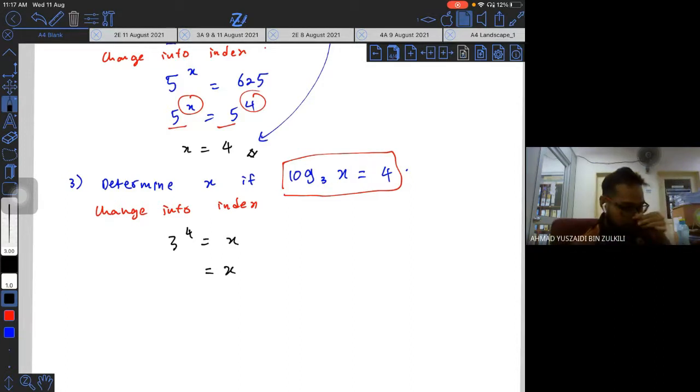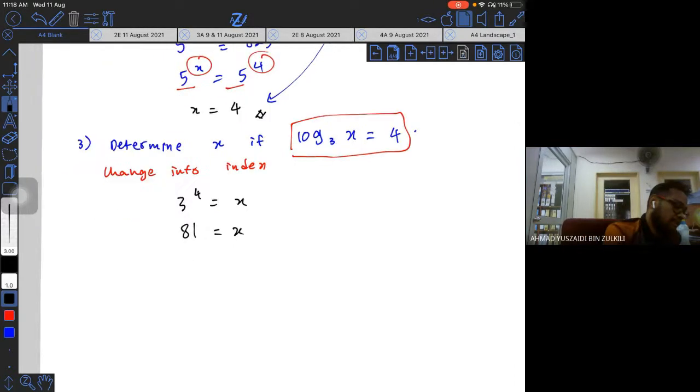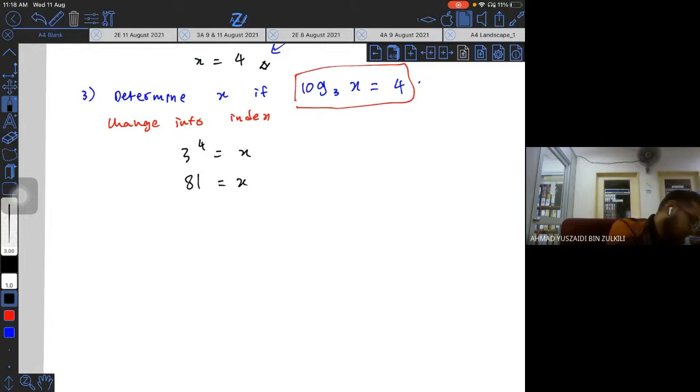So what is 3 to the power of 4? Okay. Did anyone type? 81. Okay, 81. So your x is equal to 81. So this one is basic. Just to know if you are able to relate log form and index form. If you can relate those two, it's easy to answer. Okay, last for today.